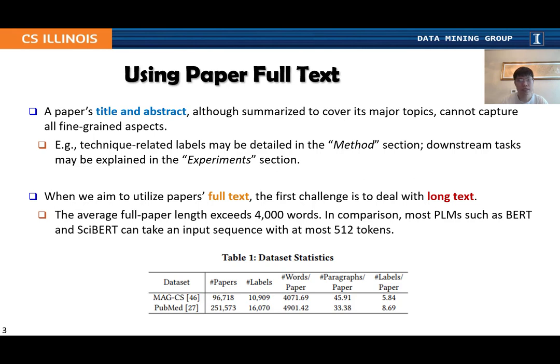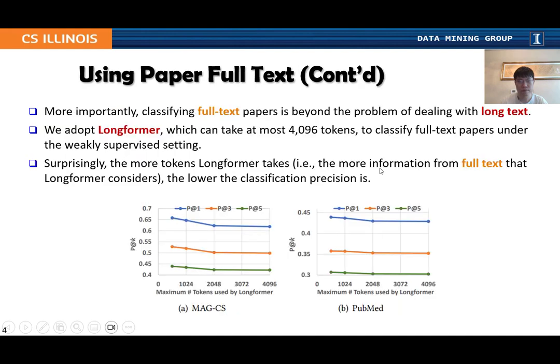long text. This is because the average full paper length can be very long. In our dataset, it exceeds 4,000 words. And in comparison, most pre-trained language models, such as BERT and SciBERT, can take at most 512 tokens.